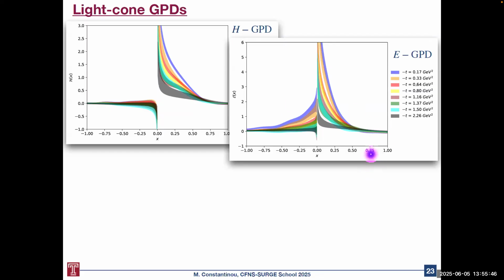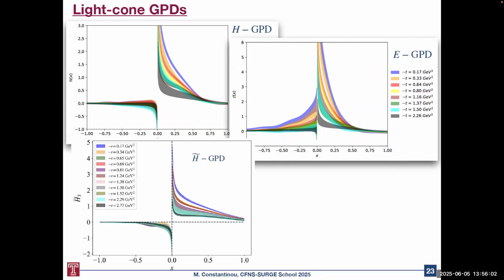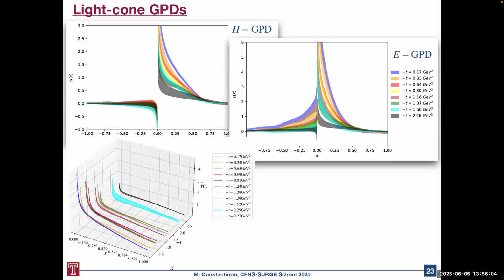But what you see here is something you cannot see from the Mellin moments, and that is basically the x dependence. That we get from the lattice data because we don't need to do an OPE. And you see here different values of the momentum transfer. So in reality, these are 3D plots. This is for the axial, the helicity, H tilde GPD. So it's just to demonstrate the field has significantly progressed.